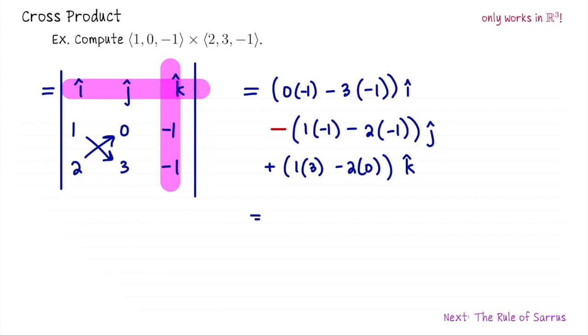Okay, so now let's simplify. Let's see, that first entry is going to be 0 plus 3, so that's 3i. And then negative 1 plus 2 is 1, but there's a negative sign there, so minus 1j. And then 3 minus 0, so plus 3k. Or alternatively, with angular brackets, we could say that the cross product of these two vectors is the vector 3, negative 1, 3. I would have computed this a lot faster if I were just doing this on my own.